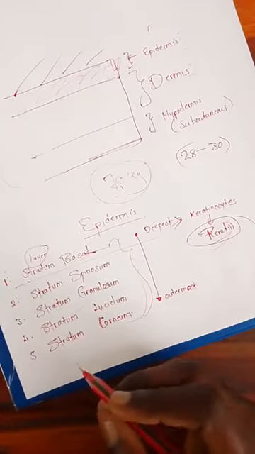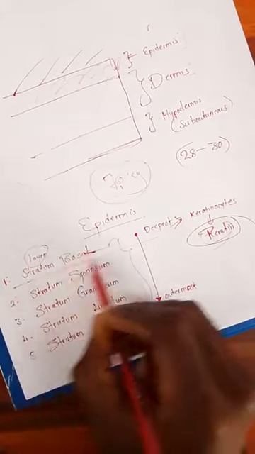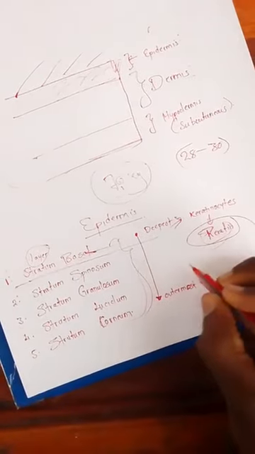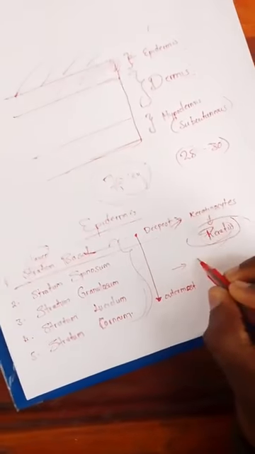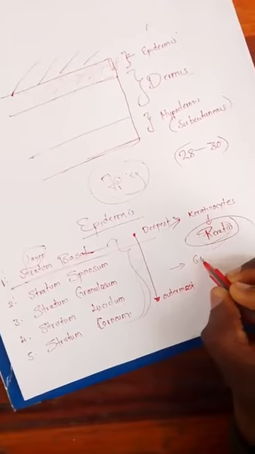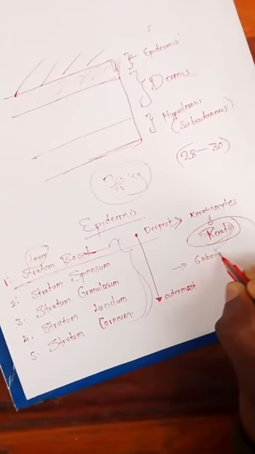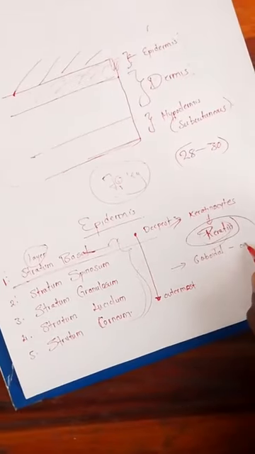And the same stratum basal layer consists of a single layer of cuboidal and columnar cells.